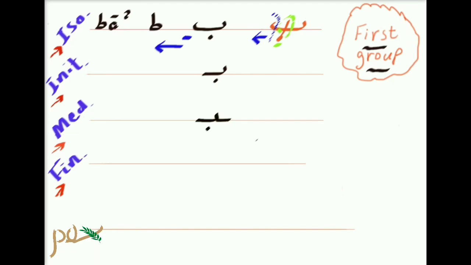This one looks like the isolated form. Usually, the isolated form looks like the final form. The only difference lies in this dash, which makes the letter connectable to the one before. So, this is the final form.